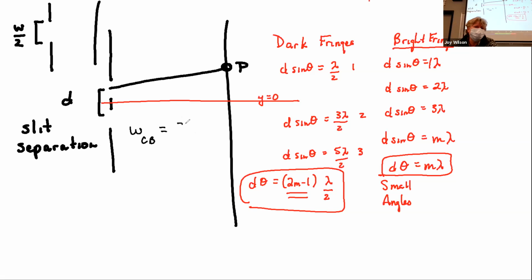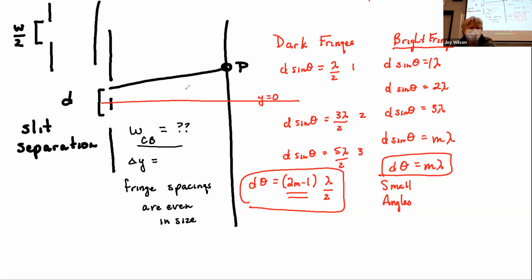Well, in this case, we don't usually find this. We know that the fringe spacing is equidistant. Fringe spacings are even in size. So the way we get that is, if you'll recall, here's our triangle, there's our L, there's our Y. If I want to get to the next one, if this is say 3 centimeters, the next one up here will be 3 centimeters. The next one will be 3 centimeters. The fringe spacing is even.